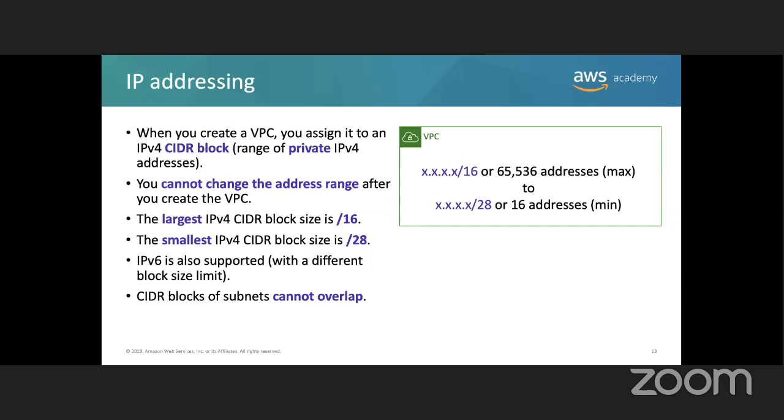You cannot change the address range after you create the VPC, so be careful with that. The largest IPv4 CIDR block is /16, which is 65,536 addresses, and the smallest IPv4 CIDR block size is /28, which is 16 IP addresses. IPv6 is also supported with a different block size limit. CIDR blocks of subnets cannot overlap.